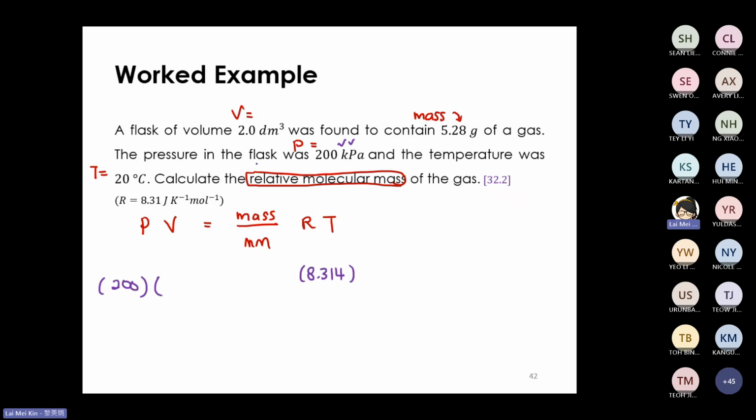Volume is 2 decimeter cube, so correct. My 8.314, I will use kilopascal and decimeter cube. Then I have the mass. I need to find relative molecular mass. Temperature must be in Kelvin, so 273 plus 20, 293. Then I just rearrange. So, relative molecular mass.